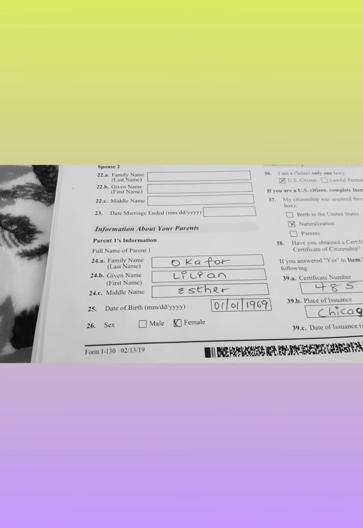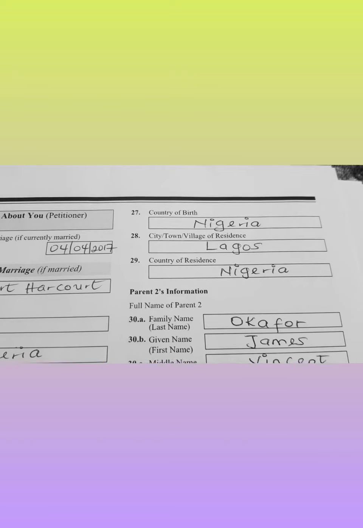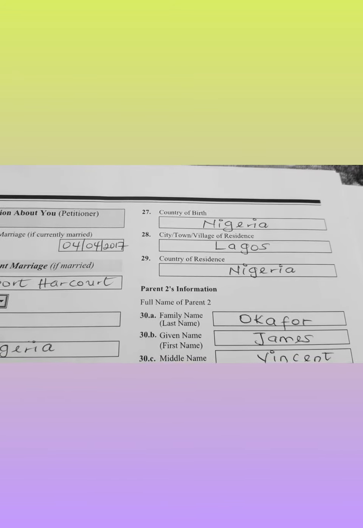We move over to information about your parents. So this is for you also, the petitioner. Parent number 1, information. Full name of parent number 1. Last name Okafor. 24B says the first name is Linian. 24C says middle name is Esther. 25 says date of birth. So the month, the date, and the year, 01/01/1969. 26 says the sex, is it male or female? So we clicked on female. So we move over to 27, country of birth, Nigeria. City, town, village of residence, Lagos. 29, country of residence, Nigeria.